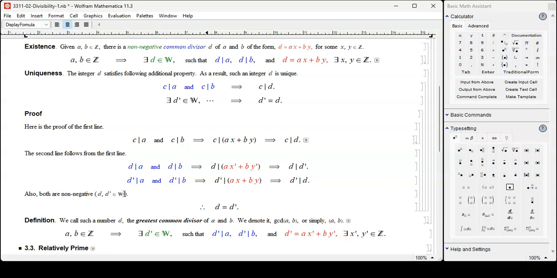And then please note that they are both non-negative. Therefore, D and D prime are the same. If one of them is allowed to become negative, in that case they may not be the same. Say for example, 2 divides negative 2. Negative 2 divides 2, you see. 2 times negative 1 is negative 2, and vice versa. So they may not be the same, but in this case they're both non-negative, so they are the same.